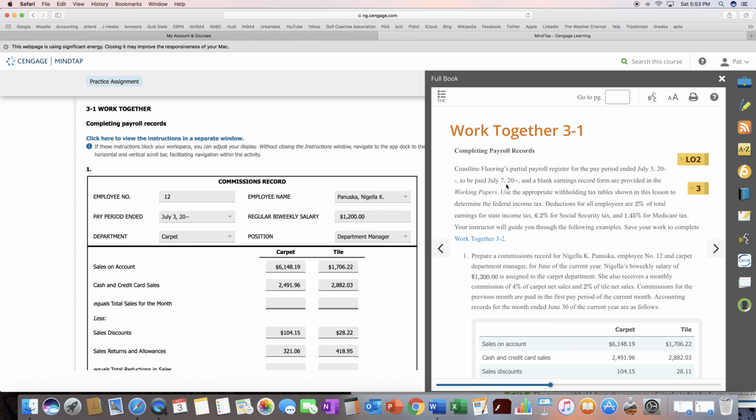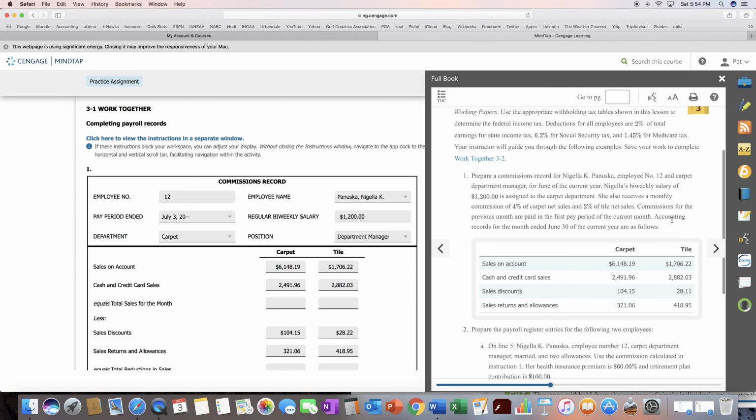Just like our notes, we'll put that in the payroll register. They gave us a blank earnings record we have to work on. We got a bunch of information here. Deduction for employees, 2% of total earnings will be state tax, 6.2% Social Security, 1.4% Medicare. No one's over the threshold of the tax base. Okay, we need to save our work so we can complete the next section.